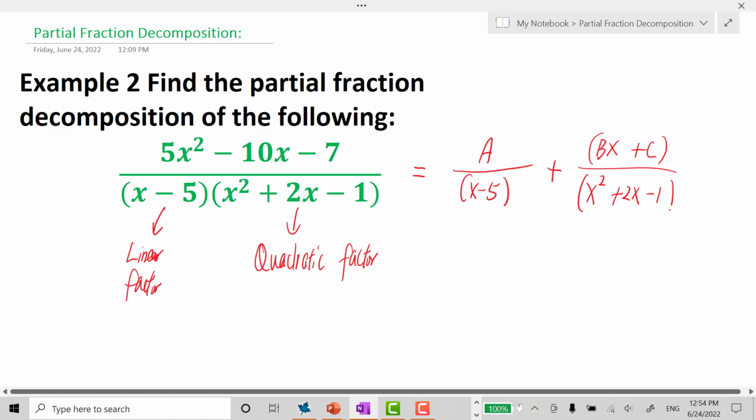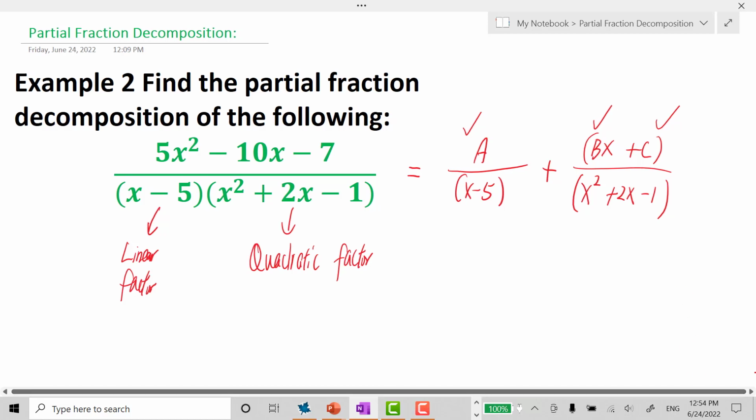So now, please use the key thing to find out what A is, what B is, what C is. And again, we're going to use an LCD on the right-hand side to simplify this.